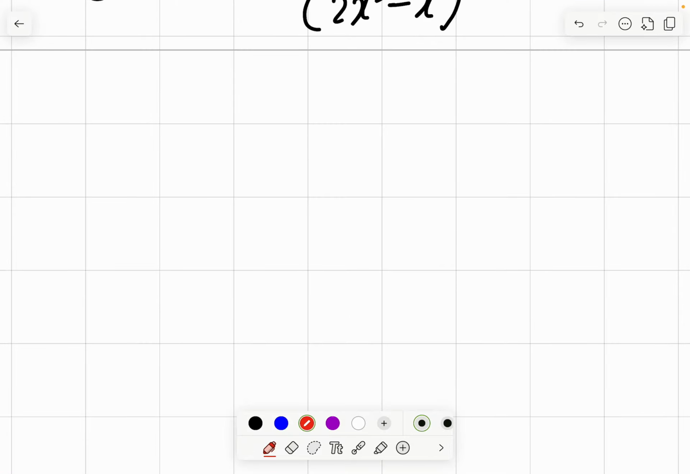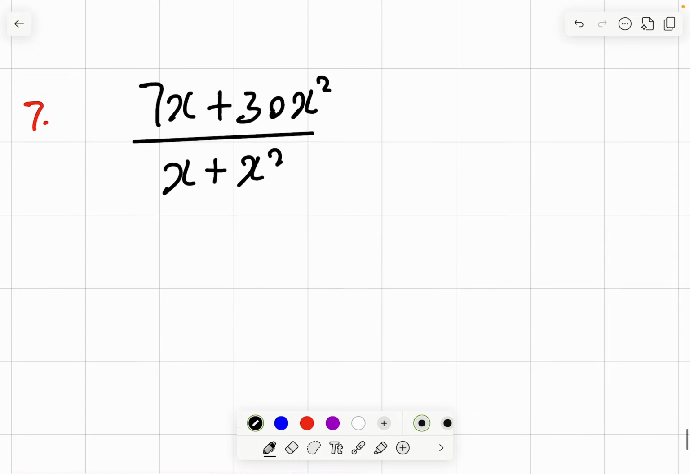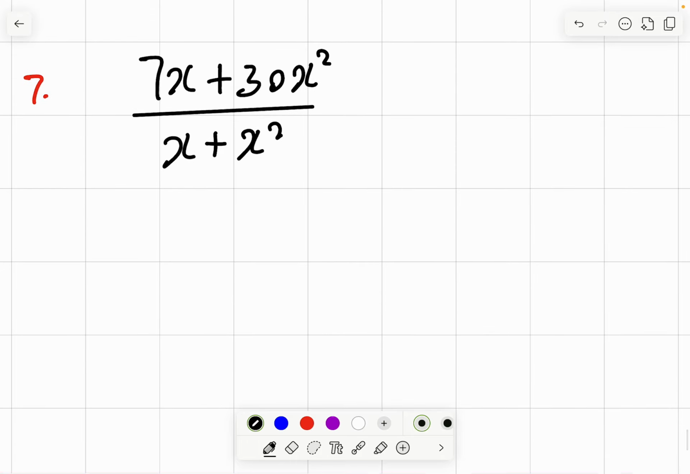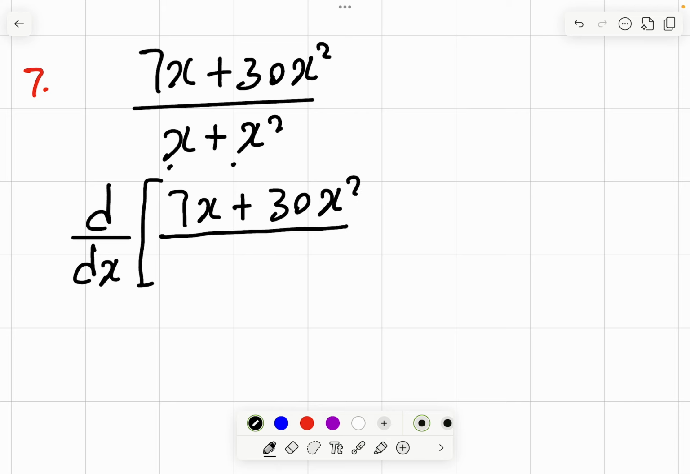So let's go to question number 7. Number 7 says 7x plus 30x squared all divided by x plus x squared. We don't have anything as subject of the formula, understand? It means I'm deriving an unknown thing that has no subject, with respect to x. I'm going to say 7x plus 30x squared divided by x plus x squared.